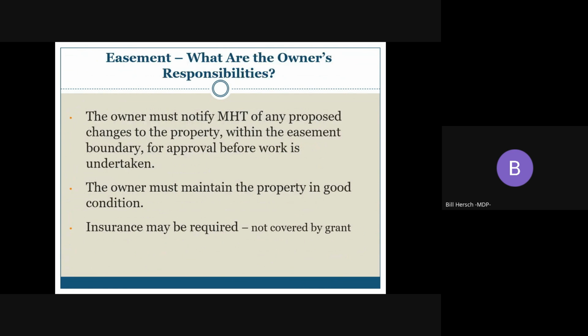The owner must notify MHT of any proposed changes to the property within the easement boundary for approval before the work is undertaken. The request will be reviewed by MHT easement staff and may include additional review from the MHT easement committee. The owner must maintain the property in good condition. This includes making sure that the current architectural or archaeological features remain intact and that any deterioration or damage is addressed. Please note that insurance may be required to convey an easement, but it cannot be covered as a cost by the grants. It has to be handled by a different type of funding source.